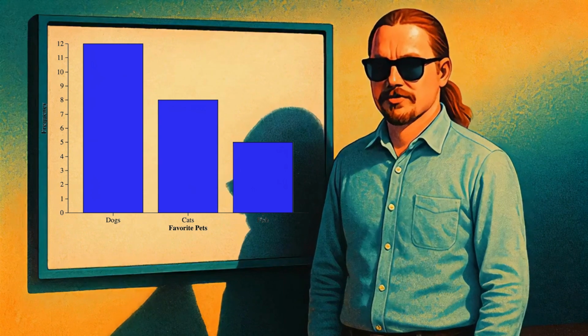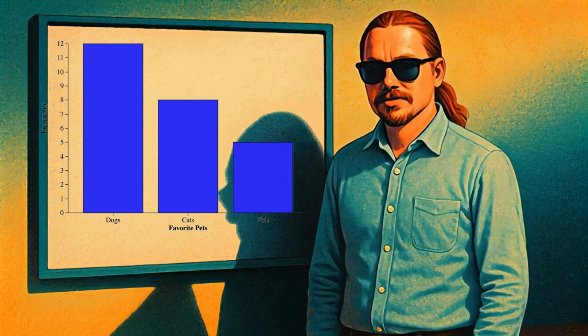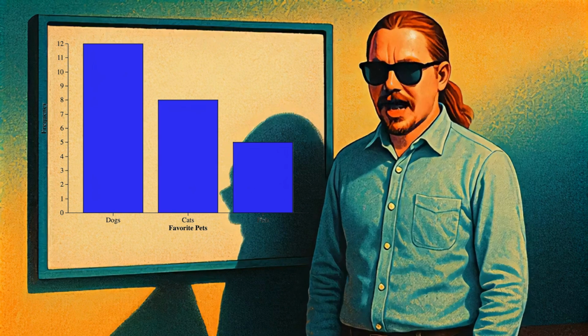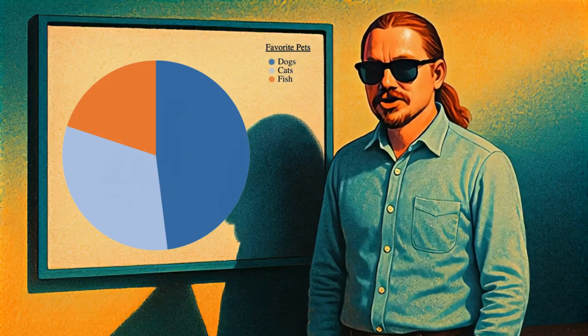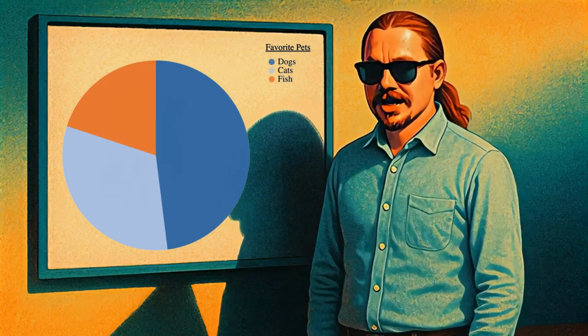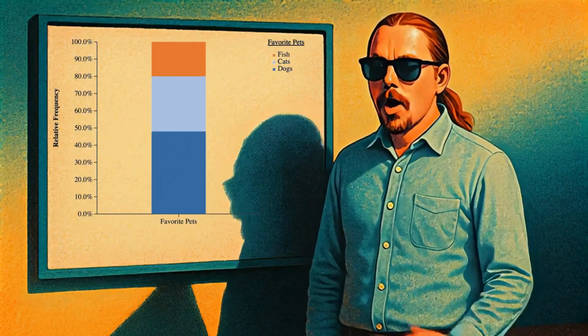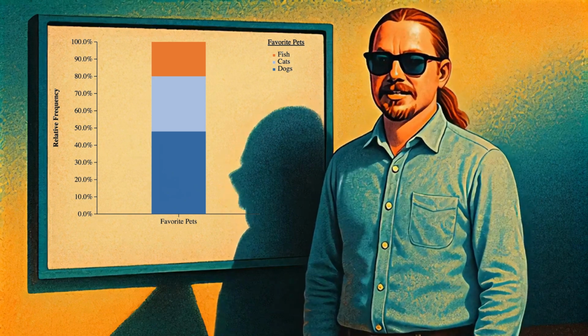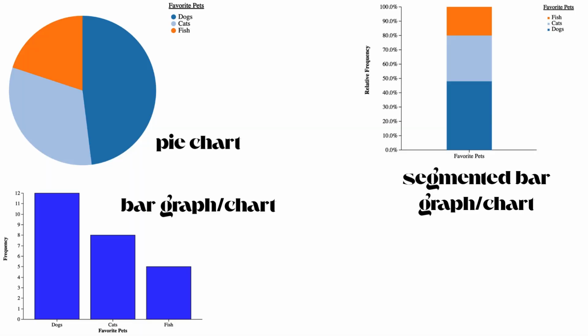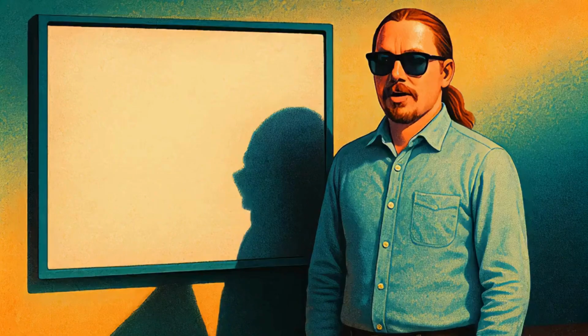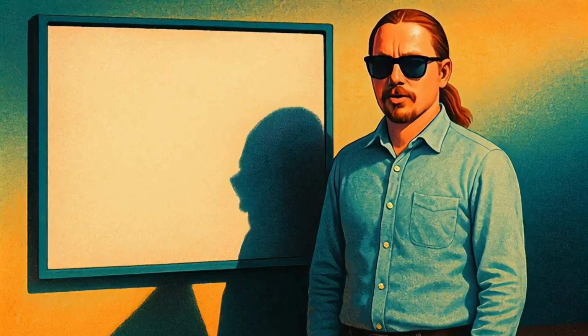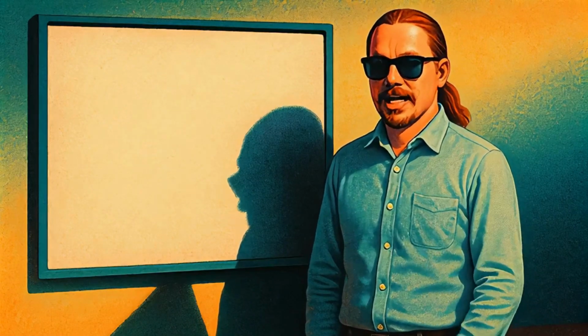Graphs give us a picture of the data, making patterns easier to see. For categorical variables, we often use bar graphs, where the height of each bar shows counts or percentages. Pie charts, where slices show each category's share of the whole. Or segmented bar graphs, where one bar is divided into pieces for comparison. Graphs allow us to quickly compare categories and spot patterns in the data.